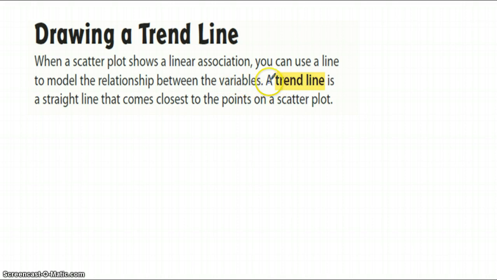A trend line is a straight line that comes closest to the points on a scatter plot. So that line you're going to use to make your predictions or show the relationship, we call that line a trend line.